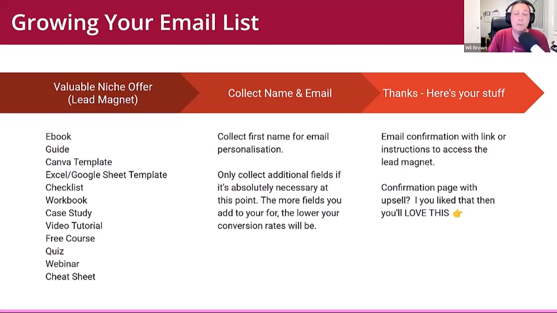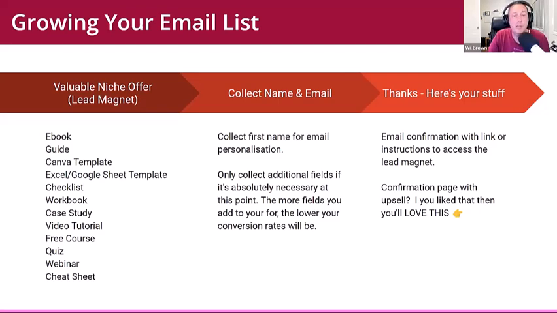And in order to build your email list, you'll need some sort of valuable niche offer that people will be willing to exchange at least their first name and email for. So here's the very, very high level process of what you need to do. So you've got a lead magnet, which is your offer. That could be an ebook, guide, Canva template, workbook, free course, quiz, whatever it is. Something really valuable that people are going to get good value out of.